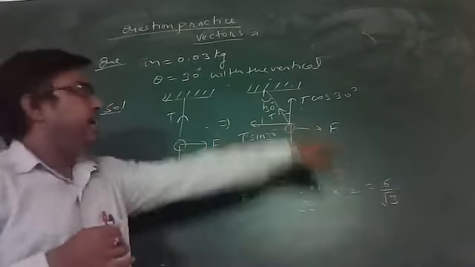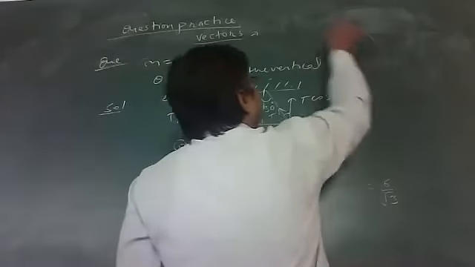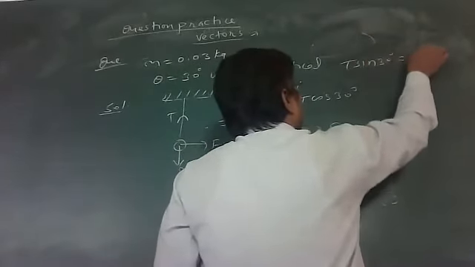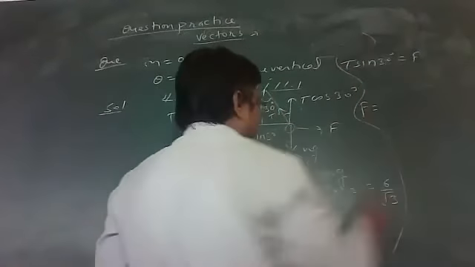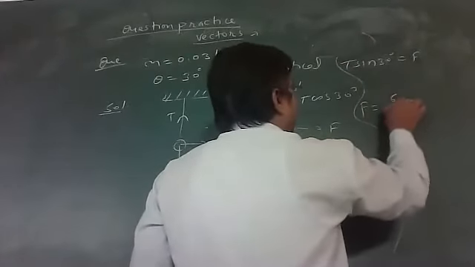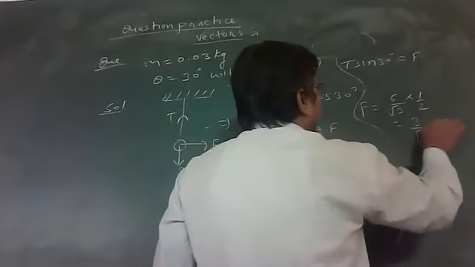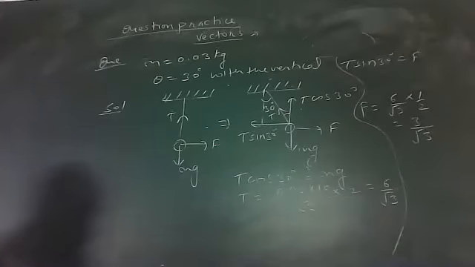Now T sin theta is equal to F. T sin theta is equal to your horizontal force. So from this, the horizontal force required. The value of T is what? 6 by root 3. And the value of sin 30 is what? 1 by 2. You will get 3 by root 3. Horizontal force required, you get it? Obtain the horizontal force required.